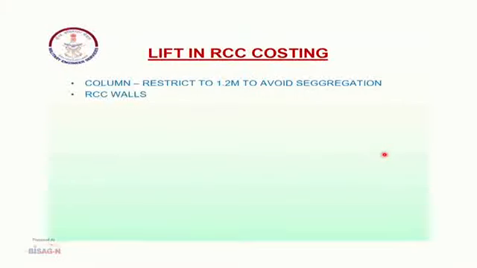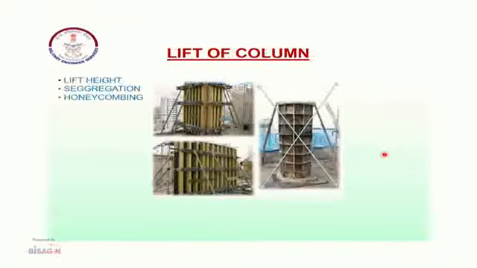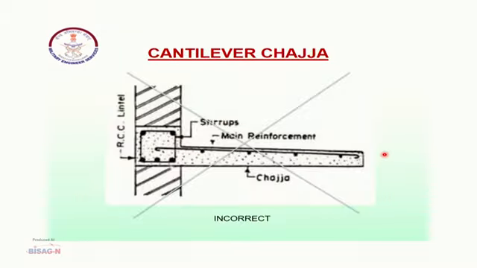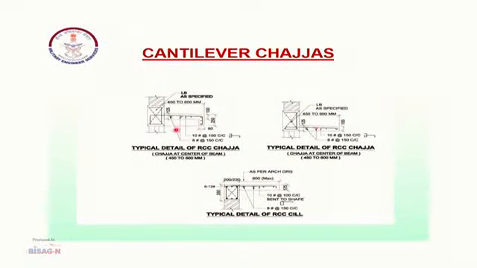In columns, we must restrict the lift, otherwise segregation will occur. These photos show how to provide proper alignment and proper straight support for effective shuttering. Cantilever chhajja reinforcement: this is not correct. These provisions are correct.